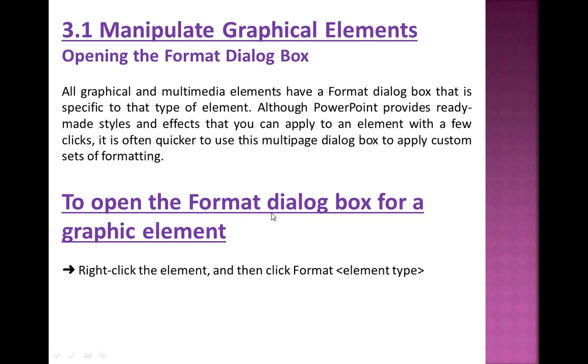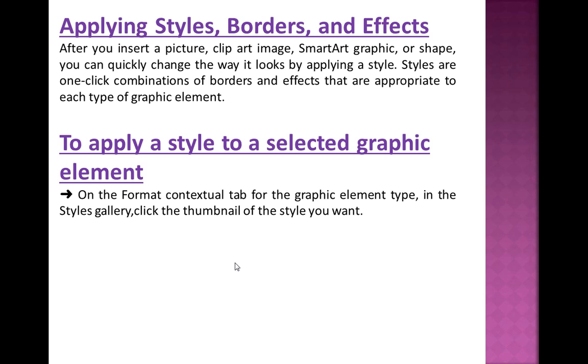Then how to open the format dialog box for a graphical element? Simply right click on the element. Element may include any type like word art, clip art, graph, picture, any type of element. Simply right click and click on the format element type. Suppose I am using a picture, then there is an option format picture. If I am using word art, there is an option format word art. Simply right click and click on the format and the element type, then a new dialog box will be opened.